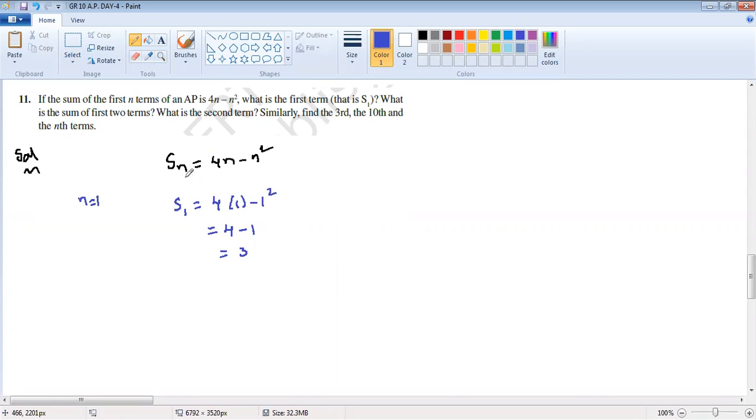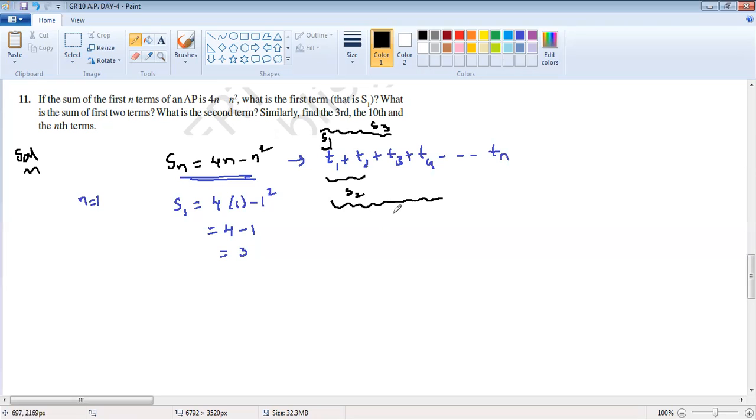See, what do we mean by Sn? Sn stands for the sum of n natural numbers. So the sum of n terms is T1 plus T2 plus T3 plus T4 and so on up to Tn. T1 stands for S1, T1 plus T2 stands for S2, T1 plus T2 plus T3 stands for S3, and T1 plus T2 plus T3 plus T4 stands for S4, like that. Now S1 stands for, according to that, T1.